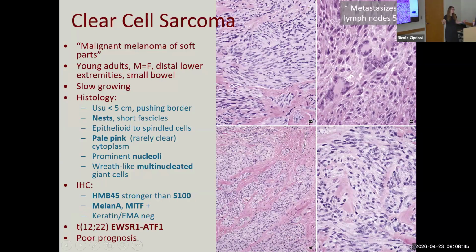What other, I'm not giving you the head and neck review, but what other EWSR1-ATF1 clear cell neoplasms do we have, especially in the head and neck? Hyalinizing clear cell carcinoma. Ding, ding, ding. Hyalinizing clear cell carcinoma of salivary gland. And what else? What about its intraosseous counterpart?